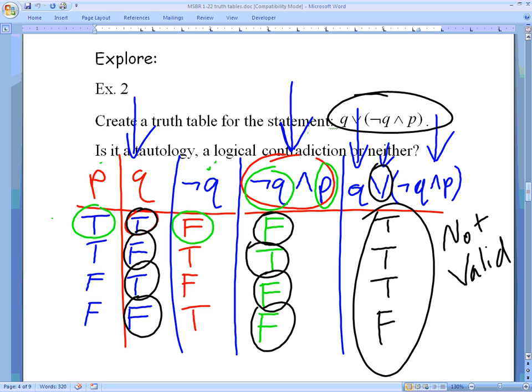And that's the idea. Now, logical contradiction, that's all falses. You don't have to have all falses for it not to be valid. All you just have to have is tautology. It's a true statement, meaning they're all truths. If they're not all truths, then it's not a valid argument. And that's basically the crux of truth tables right there.